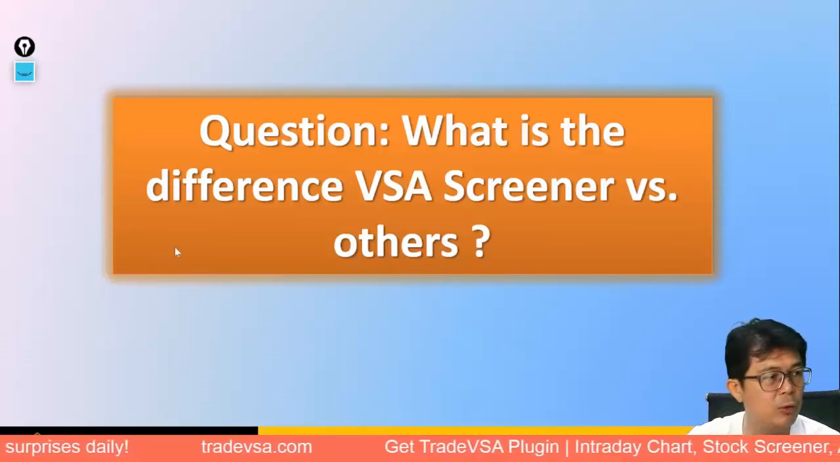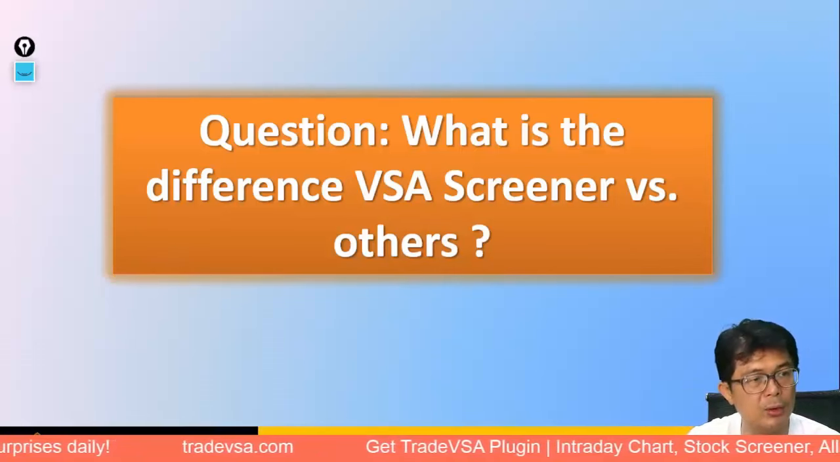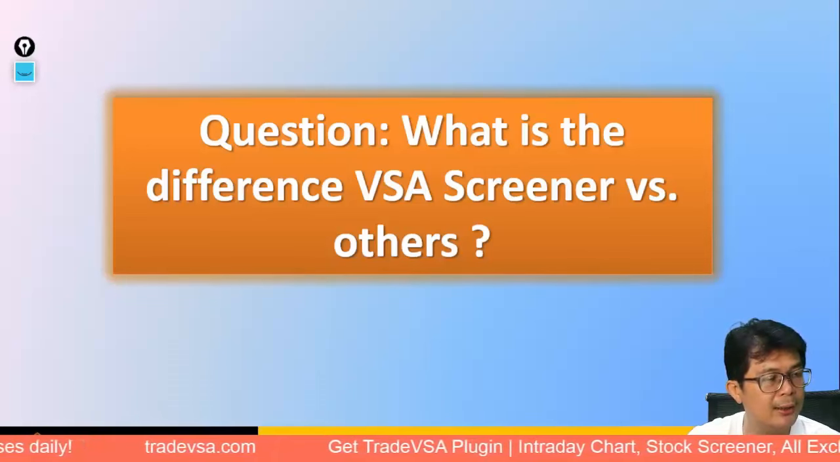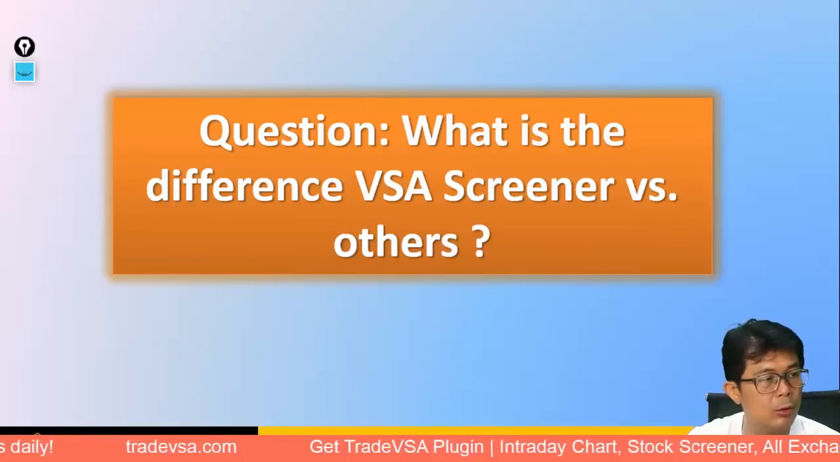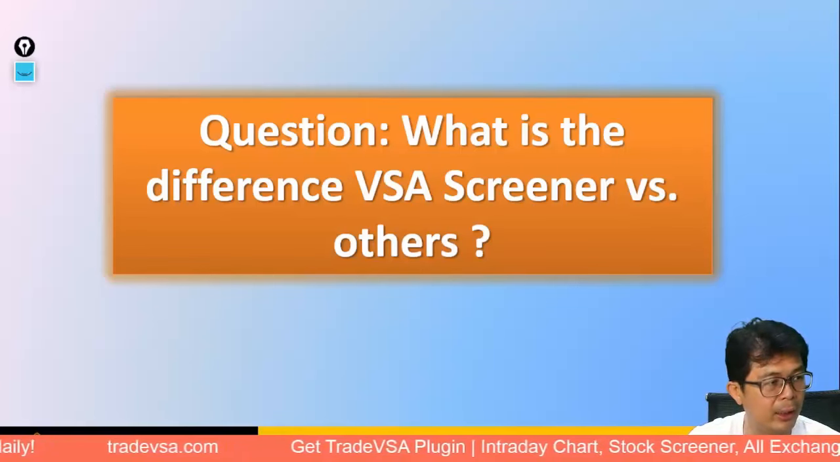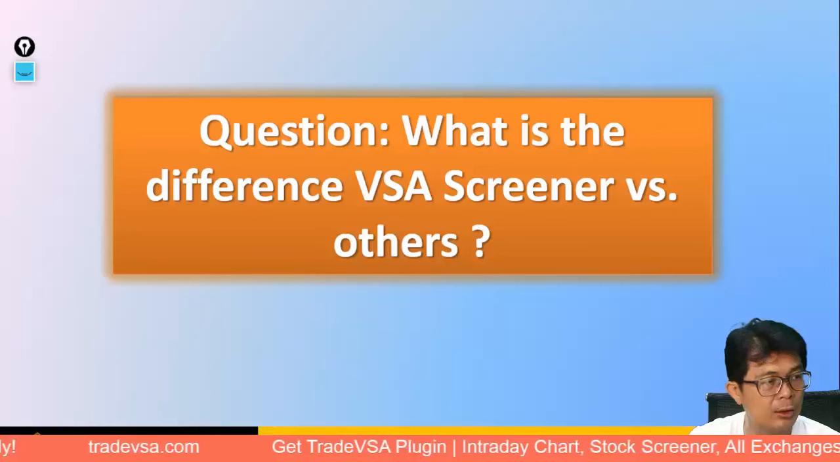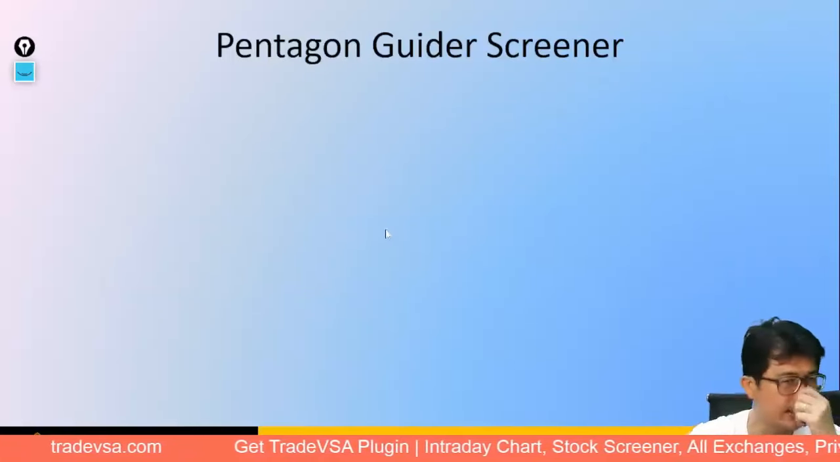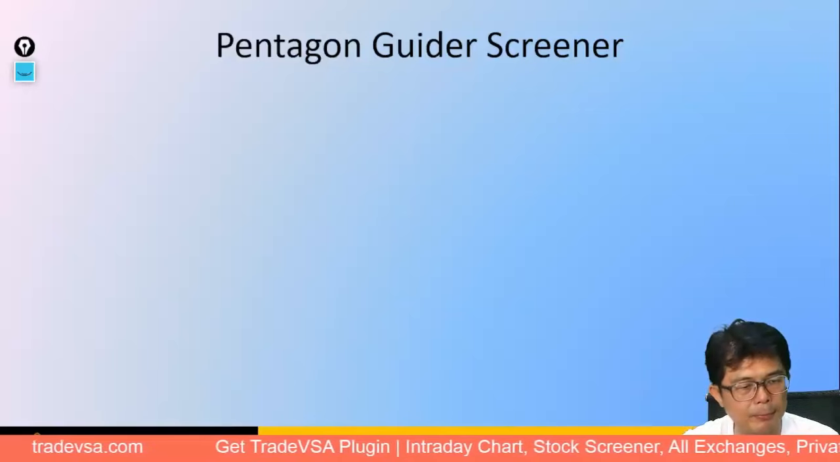So it is a technical filter, and it will help you to look for shares that are ready to move higher more than anything else. Okay, so that's the purpose of the VSA. We will look into the VSA screener after this. So let's take a look at the VSA screener right now.